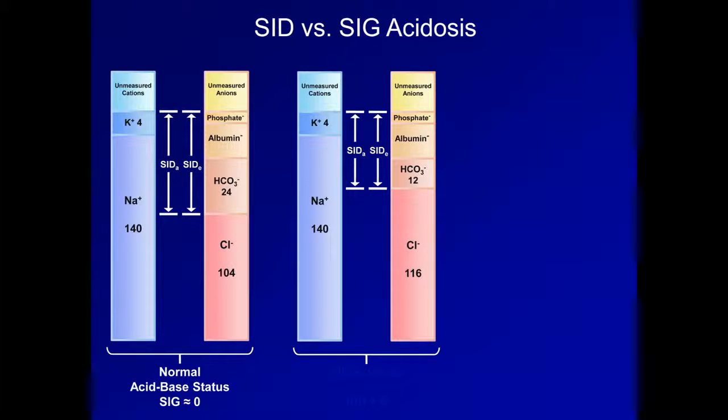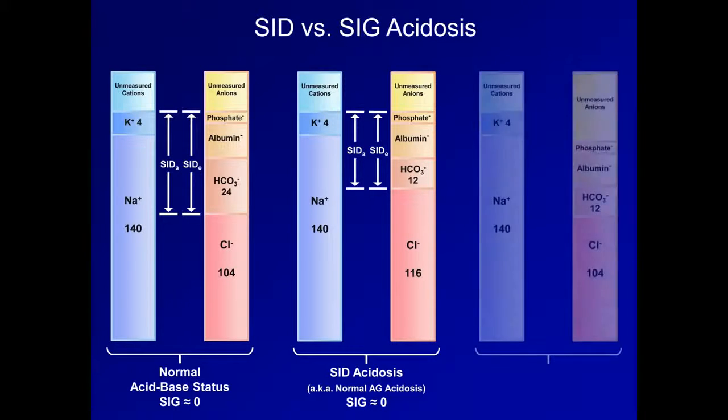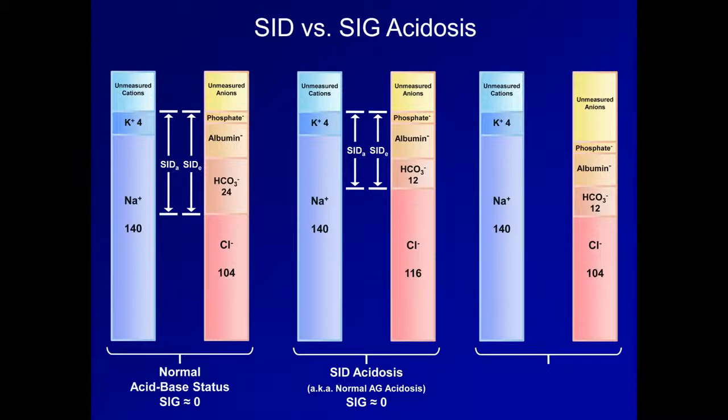Thus, this is a SID acidosis, which is practically speaking the equivalent of a normal anion gap acidosis. In the last example, bicarb is low and unmeasured anions are high. Here is SID-A, which is sodium plus potassium minus chloride, and here is SID-E, which is bicarb plus negatively charged albumin plus negatively charged phosphate.